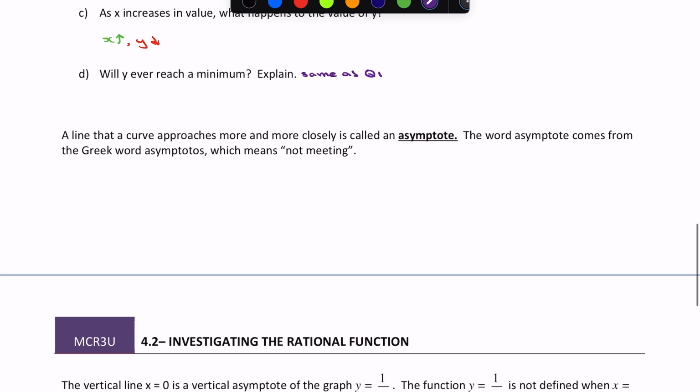Okay, so again, mentioning the asymptote, a line that a curve approaches more and more closely is called an asymptote. The word asymptote comes from the Greek word asymptotos, which means not meeting.